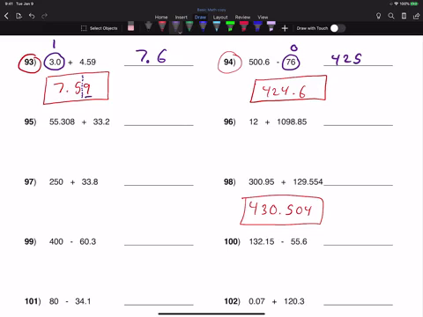Notice, just like the other set of problems, the rounded answer and the calculated answer are always close to each other. And then in the last case, the first number has 2 decimals, and the second number has 3. So the first number is our guide. We need an answer with only 2 decimal places. Not up to 2, it must have 2. So that would be 430.50, because the 4 does not influence the 0.